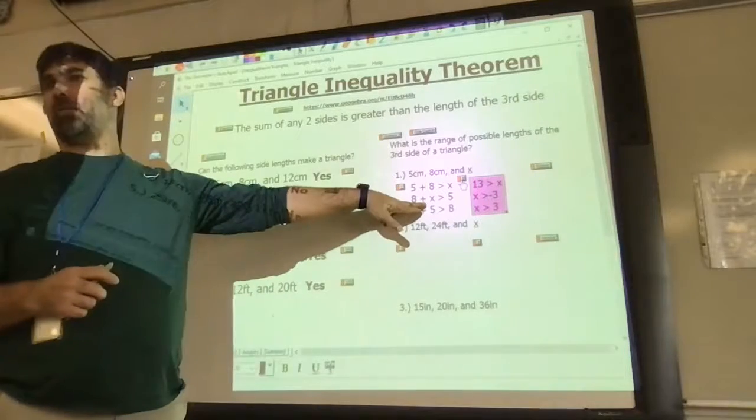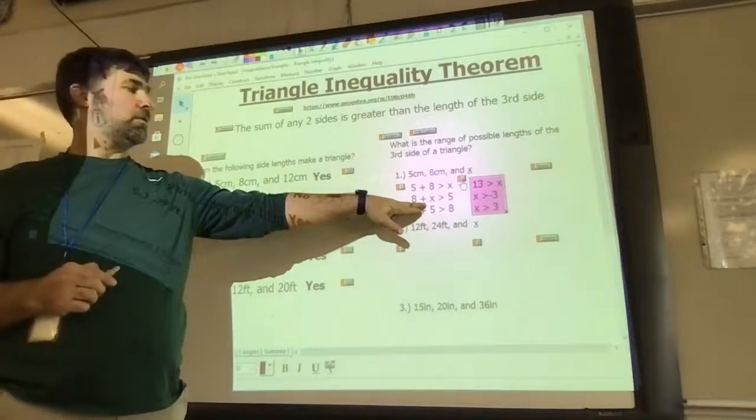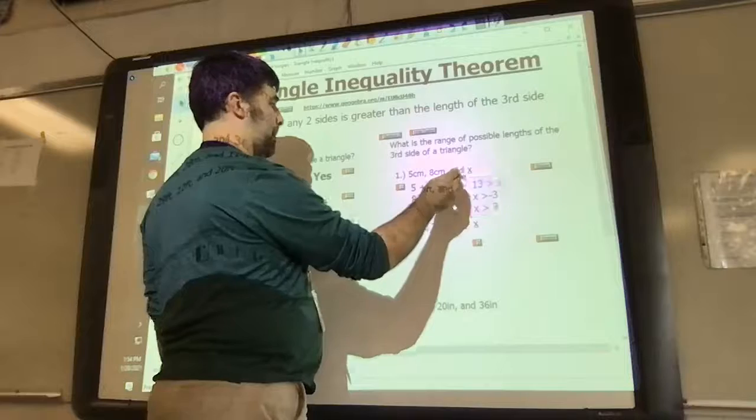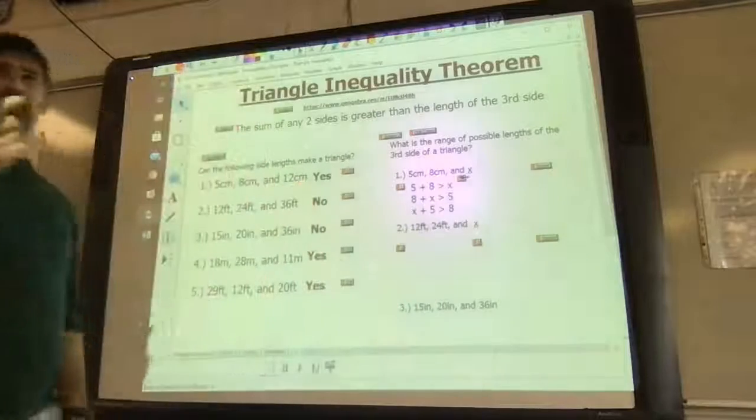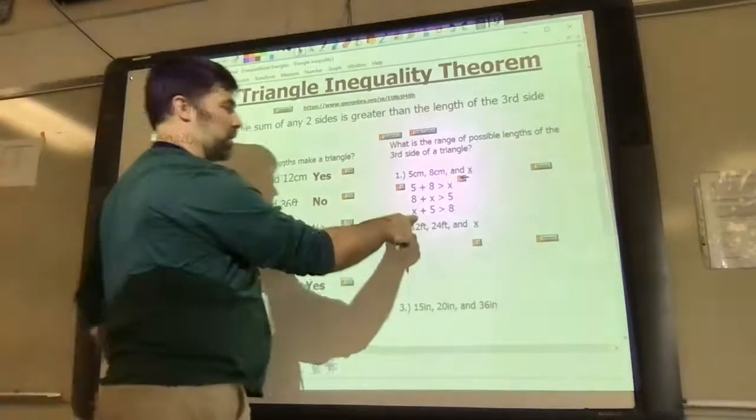How would you get X by itself here? Yeah, and what's 5 minus 8? Yeah, and you can't have a negative length because we're trying to find length, right? So you kind of disregard that. How do you get X by itself here?